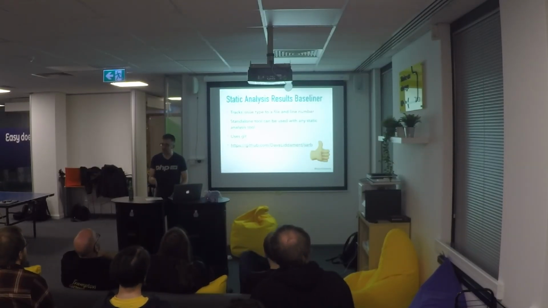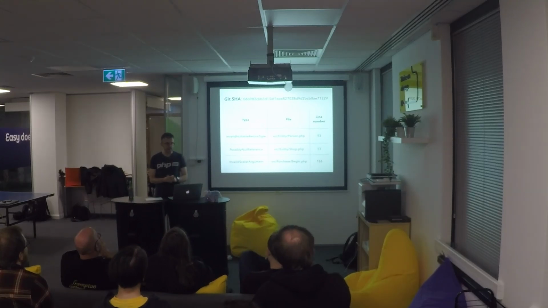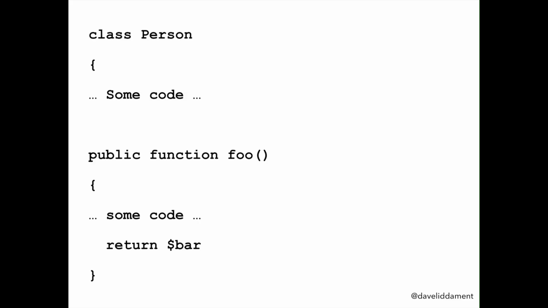Although if I'd seen how SARM and PHPStan had done it, I probably wouldn't have bothered with this, because in a way it's simpler what they've done. So what happens is you create your baseline, and it remembers the Git hash of where you created your baseline, and then it says, I've got this type of error in this file at this line number. So it stores all this information in the baseline. And then imagine we have our code, and let's say we rename person to employee, and then we're also moving the file as well.